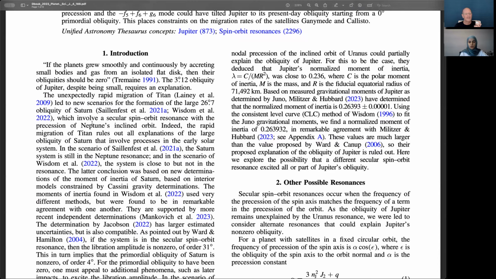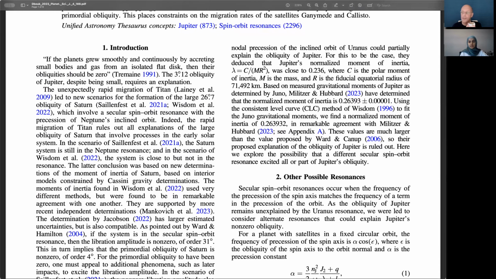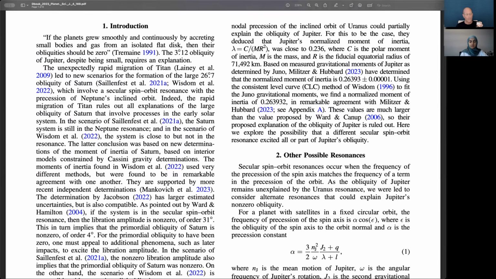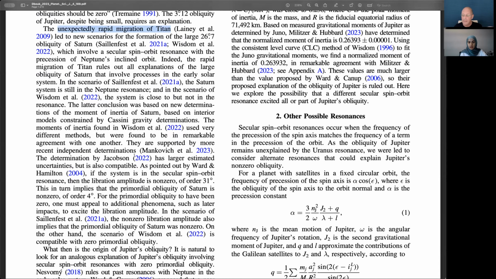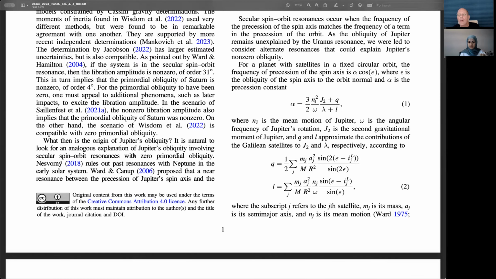The motivation for this work actually was related to the idea of the unexpected rapid migration of satellites, which was first measured for Saturn. Titan, the largest moon of Saturn, was found to have a very rapid migration, and that was unexpected. So the scientists thought that with Titan moving away from Saturn, it could actually be affecting the spin precession of Saturn, which is basically what equation 1 here shows, the precession rate alpha for the spin axis of the planet.